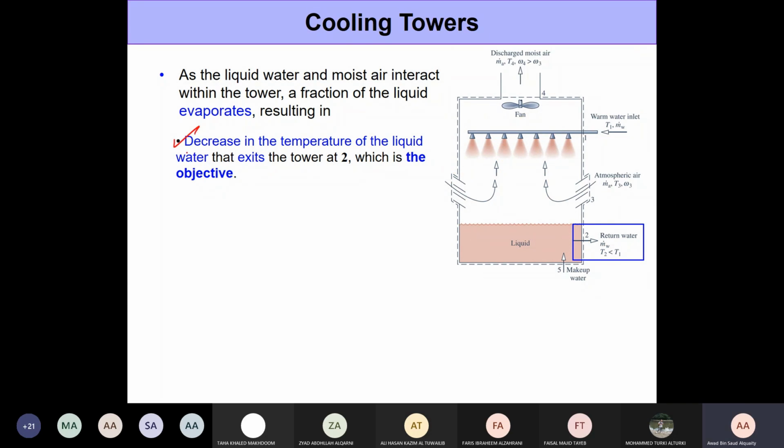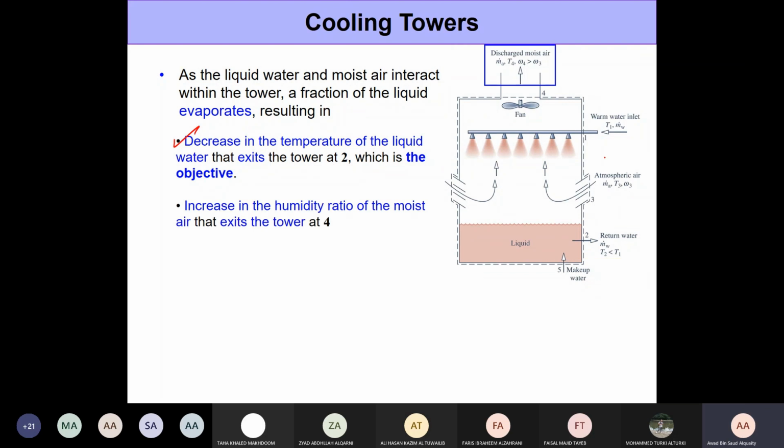Although when we look at it from the aspect of the air, of course, what's going to happen is that as air goes up, due to evaporation more water is going to get converted to vapor. So the water vapor content within the air is going to increase, or the humidity ratio of air is going to increase, right? And therefore, at the exit, one thing that we know for sure is that the humidity ratio at state 4, or the exit, is going to be greater than the humidity ratio at the inlet. This simply happens because of evaporative cooling, because water is getting evaporated.